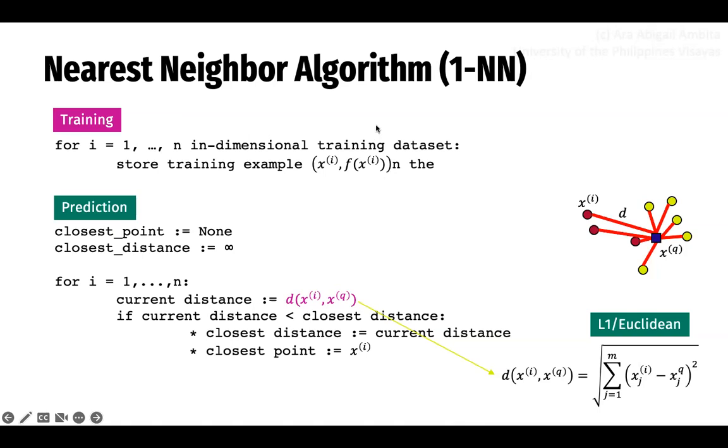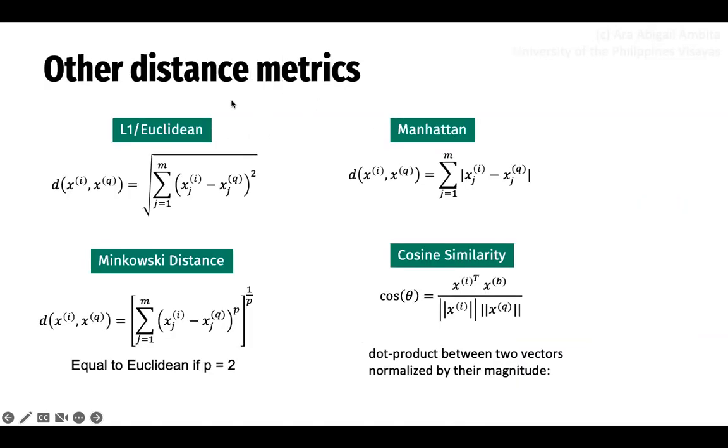So let us move on. These are some of the other distance metrics that you can use. You already introduced the L1 or Euclidean, and we also have the Manhattan distance, which is simply the absolute value of the difference between the 2 points. And we also have the Minkowski distance, which is just a generalized version of the Manhattan and the Euclidean.